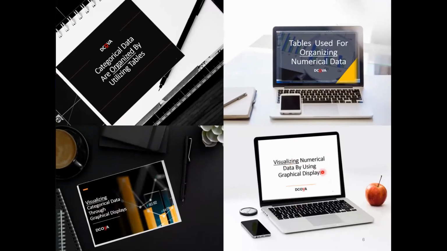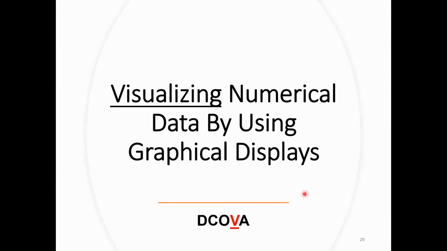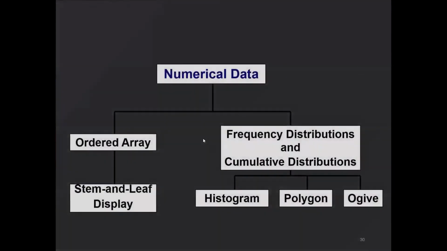Now let's have a look at visualizing numerical data. How do you visualize numerical data? So in numerical data, we organize the numerical data according to an ordered array, or we used frequency distributions and cumulative distributions. So if you're using an ordered array, how do you visualize this numerical data? Using something called stem and leaf display. If you have organized your numerical data using frequency distributions and cumulative distributions, you would visualize this using a histogram, a polygon, or an ogive, right? So let's first look at stem and leaf display.